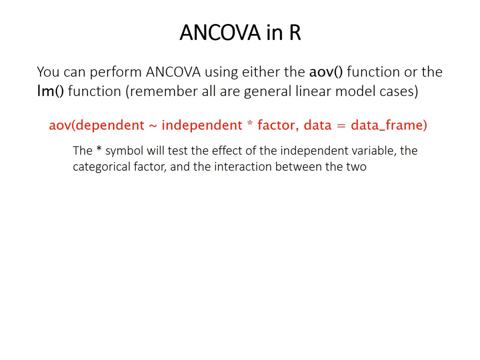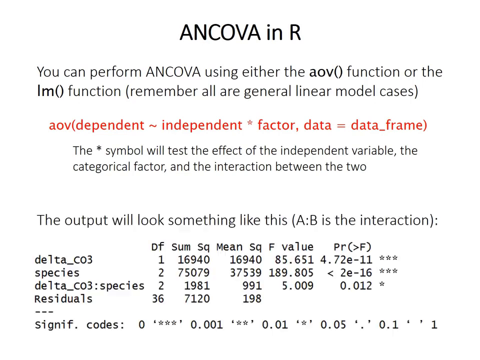So we have the dependent variable column as a function of this tilde symbol that you've seen before for linear regression and for ANOVA. Then you have the independent variable column multiplied by the factor variable column, indicating that they all come from a particular data frame with whatever name that has. So the output will look just like the ANOVA output did, but with extra lines. We first focus on the interaction term, which is the one containing the colon, so in this case delta CO3 colon species. In this example, the F statistic for the interaction is 5.009. There are 2 and 36 degrees of freedom, and the p-value is 0.012.